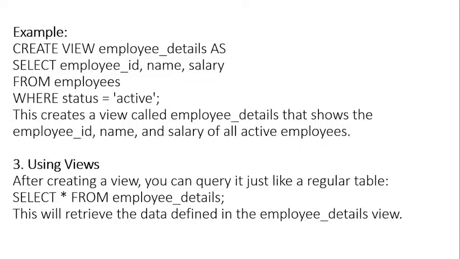It said after creating a view, you can query it just like a regular table. Select asterisk from employee_details. Employee_details is the name of this view. So they are calling this employee_details here as if it's a table. Yes, but it's actually a table with nothing in it, it's a view. So this will retrieve the data defined in the employee_details view.